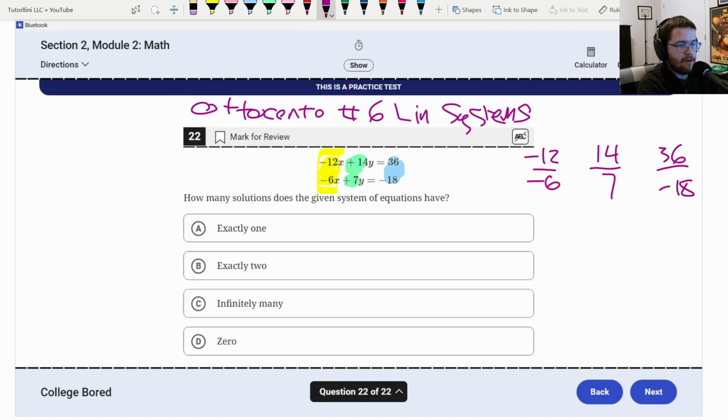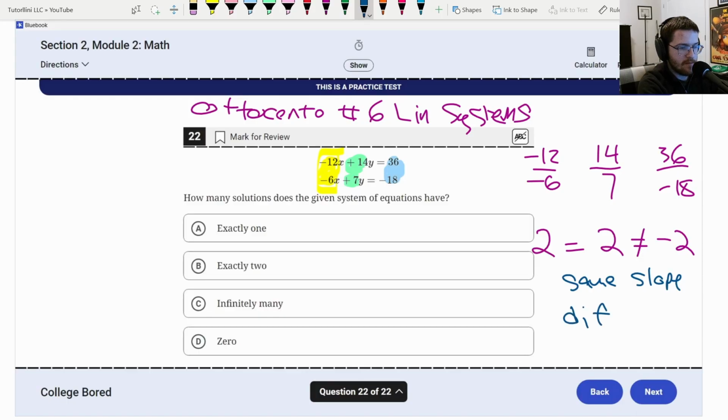Now I'm going to simplify all of them. The first one is 2, 14 divided by 7 is 2, and then 36 divided by negative 18 is negative 2. For the first ones, I put an equal sign. That tells me it has the same slope. For the second ones, I put a not equal to sign. That tells me it has different y-intercepts. So same slope and different y-intercept means the system has no solution, or in other words, zero solutions. And that is answer choice D.